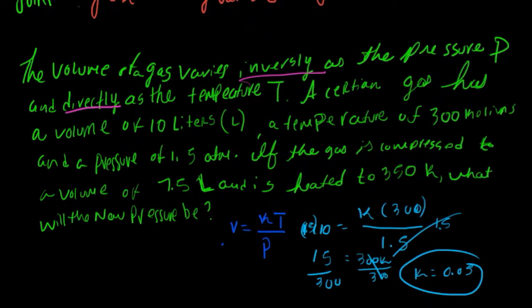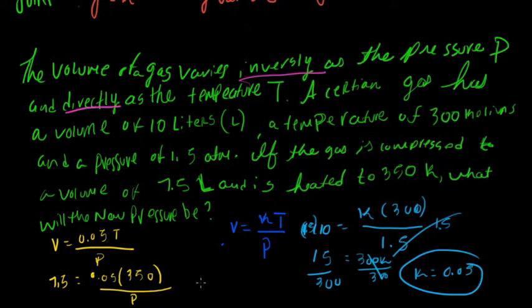Now that I have my K value, I can go ahead and use this to answer my question. So let's write the formula. The formula is V is equal to 0.05 times the temperature divided by the pressure. If the gas is compressed to a volume of 7.5 liters, then 7.5 is equal to 0.05 times the temperature, which is 350 kelvins, divided by the pressure. So we're solving for P.